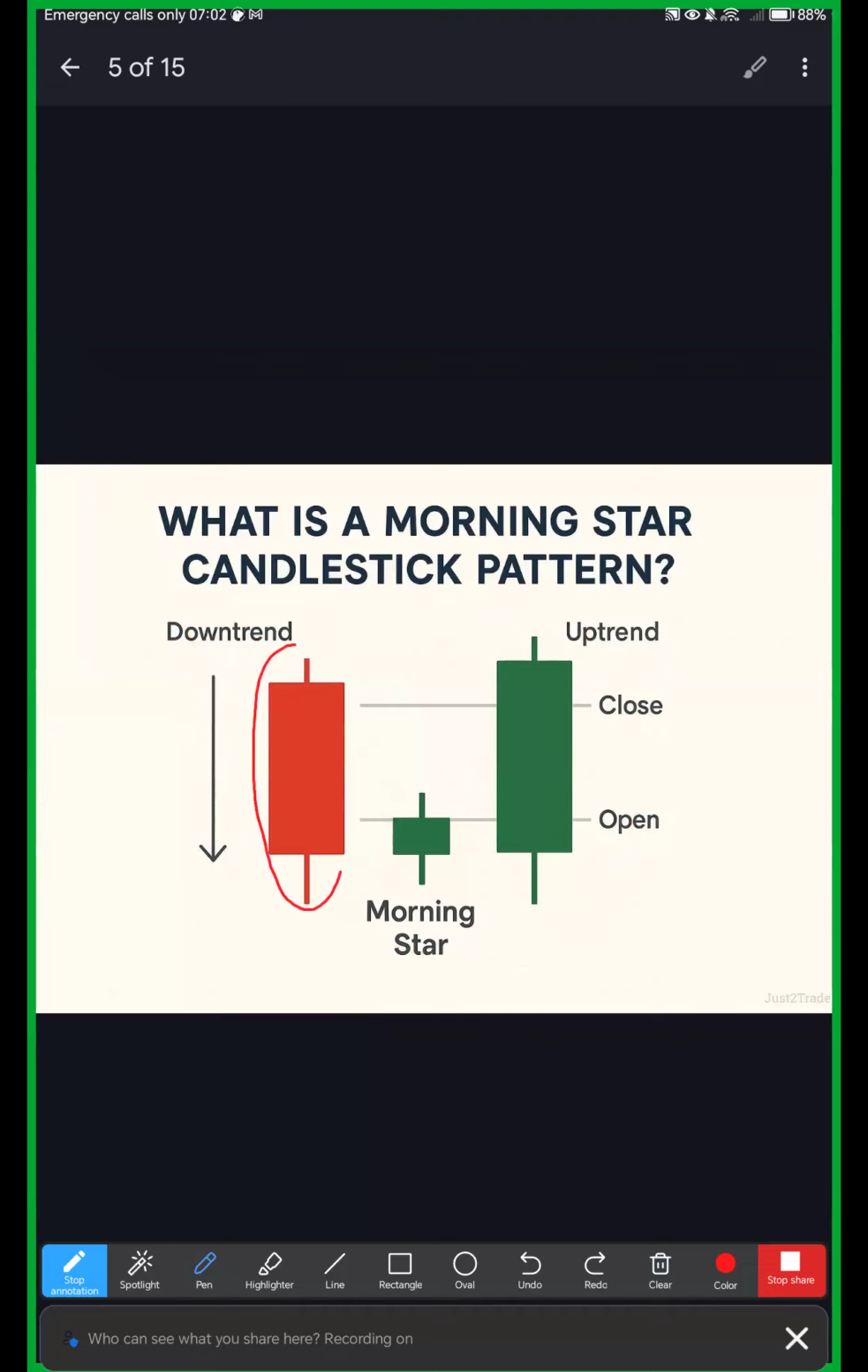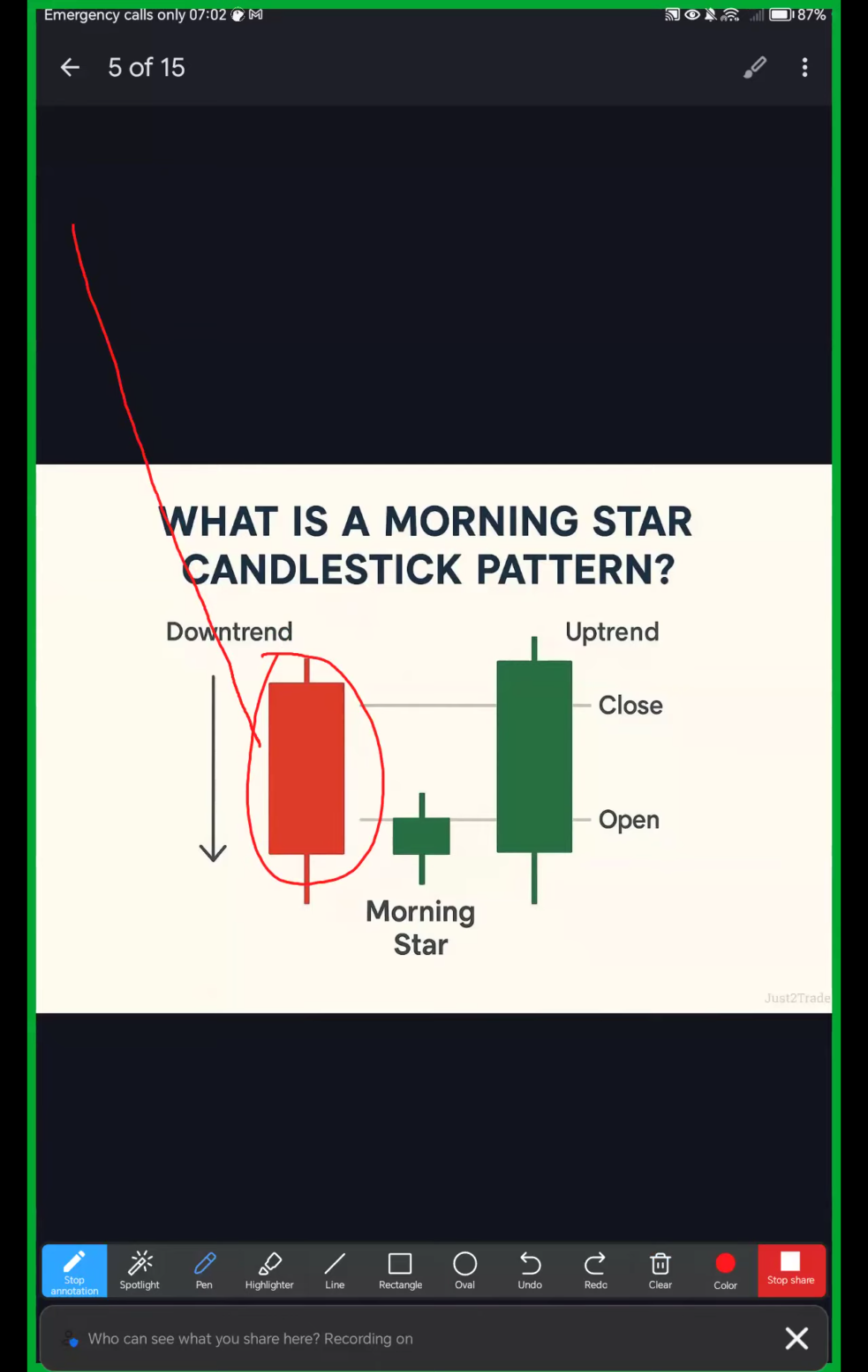The first candle here, let us dig deep into this candle. The first candle is a bearish candlestick, as you can see. What does it signify? Remember, the trend is this downtrend, and you see a full red candle like this. It tells you that there is still strong selling pressure happening while the market is still going down.